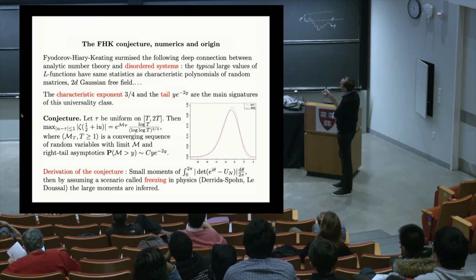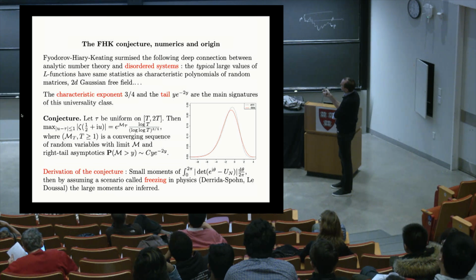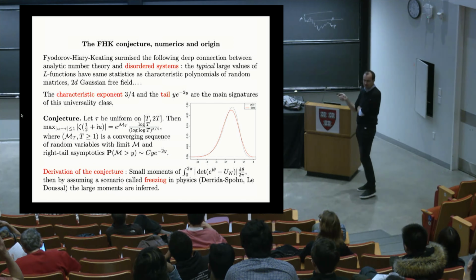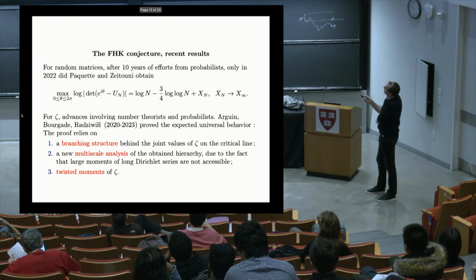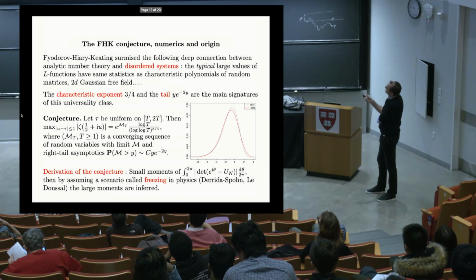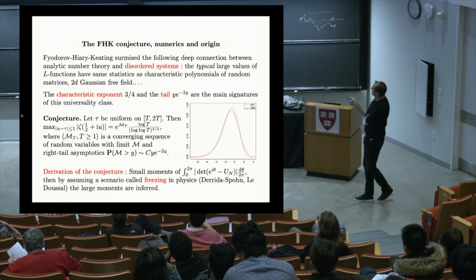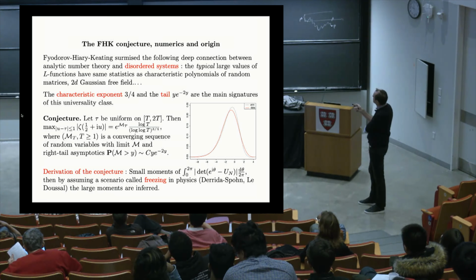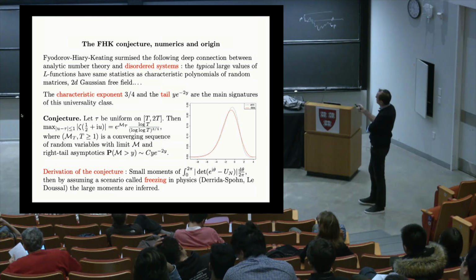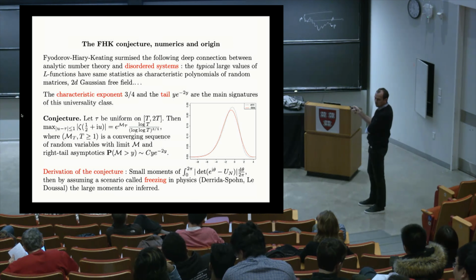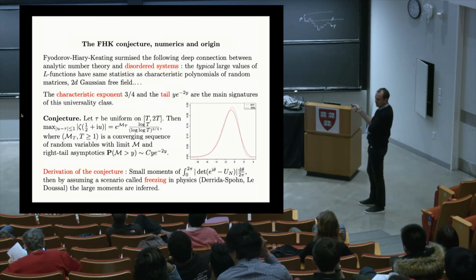Now, how did Fyodorov, Hari, and Keating come to that conjecture? Well, what they did is that they looked at the unitary matrices. And what they did is that they take this integral, which is just a partition function for the unitary matrices, and there is a beta missing here, I'm sorry, determinant to the beta. And they calculate the moments of this based on some technology called the Fisher-Hartwig asymptotics in random matrix theory.